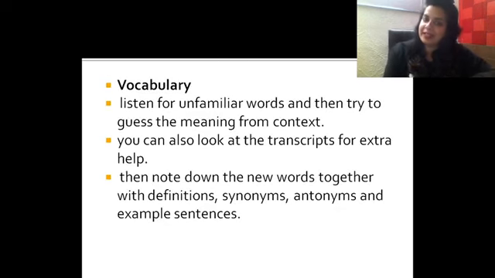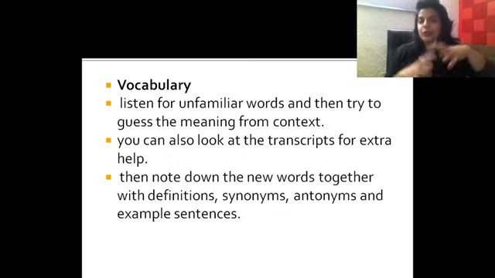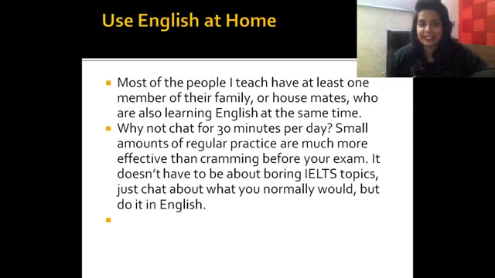So, how to develop vocabulary? You note down the new words with definitions and examples. You also understand what the synonyms and antonyms are. So each word is helping you to learn three or four new words. This is how you broaden, you widen your pool of words, okay? And then use English at home.